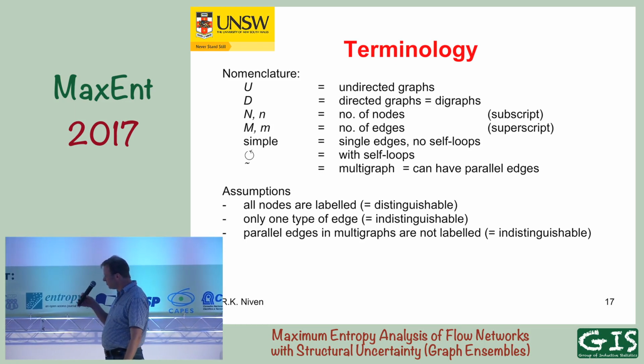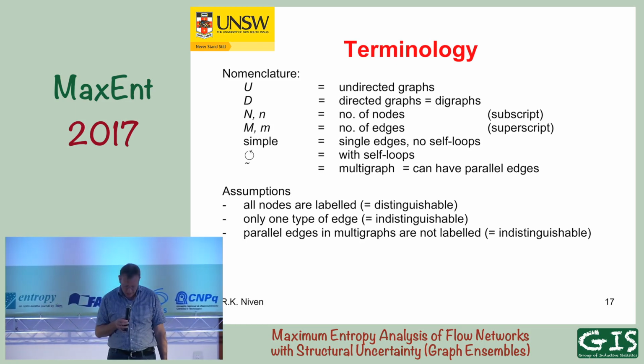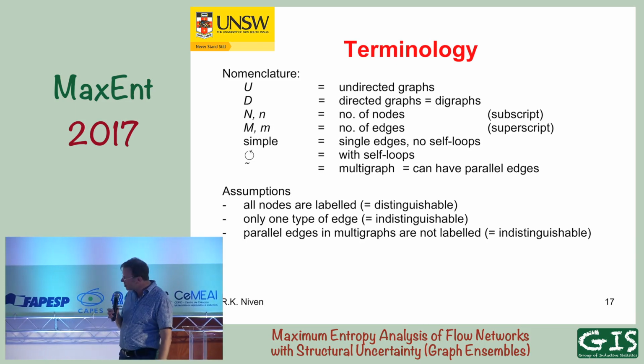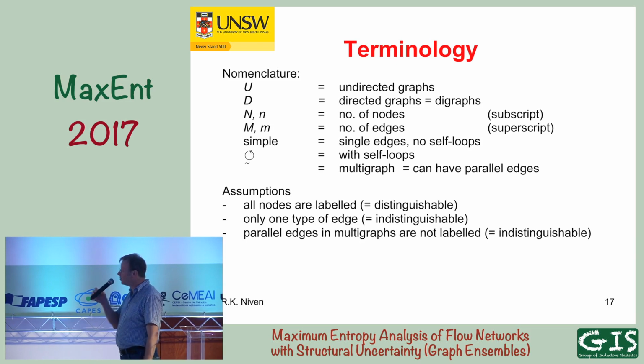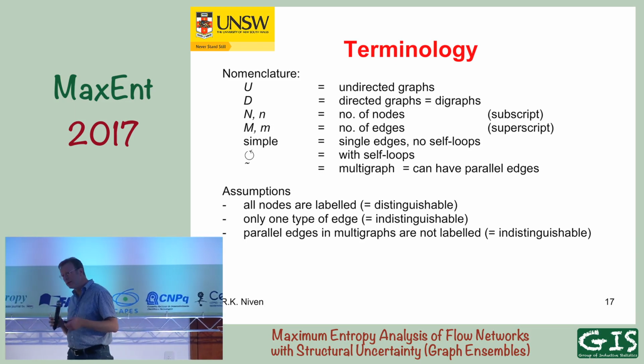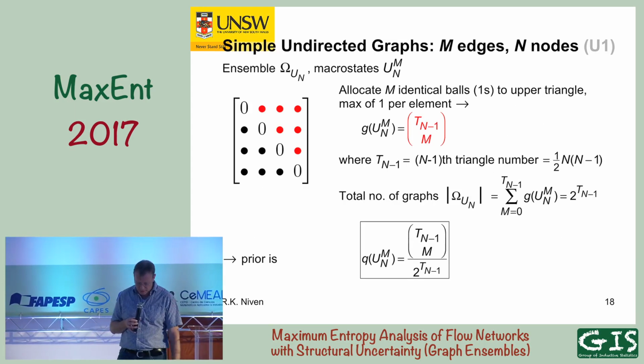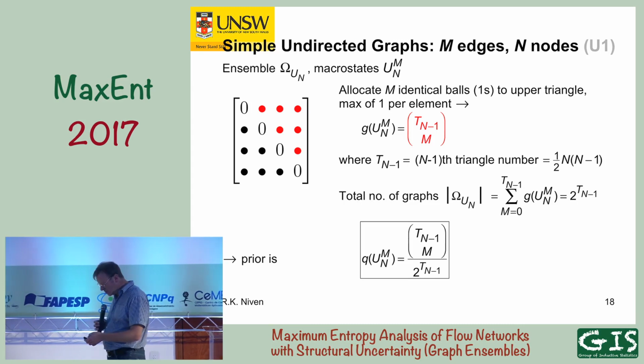I'm going to assume, at least for the first set of analyses, that the nodes are labelled, so they're distinguishable, but there's only one type of edge, and when you have parallel edges in a multigraph, that we're not individually labelling each of those edges. Of course, you can do it any other way that you wish. So here's the sorts of things that you get into.